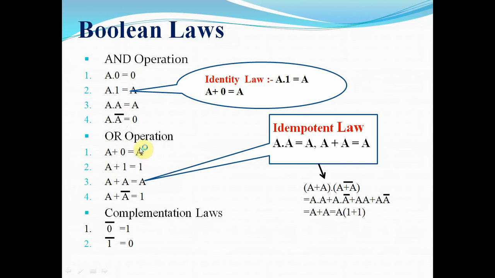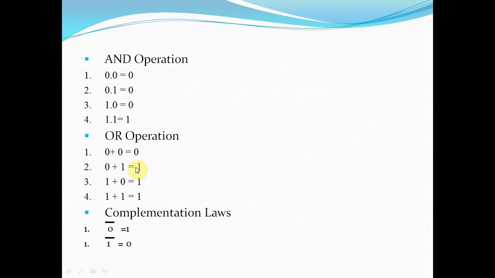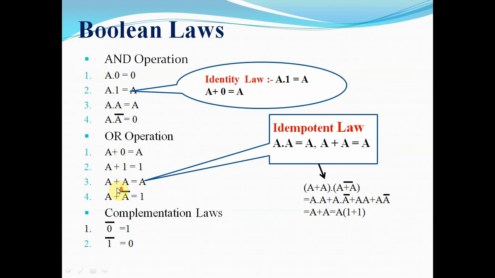0 plus 0 becomes 0, because the value of a is 0. Assume a is equal to 1. 1 plus 0 becomes 1 by using this OR operation. So whatever value of a we put, the output is equal to a. Next, a plus 1 becomes 1.